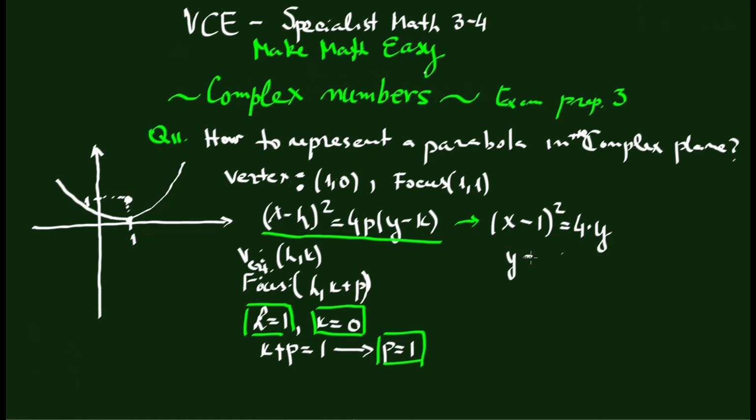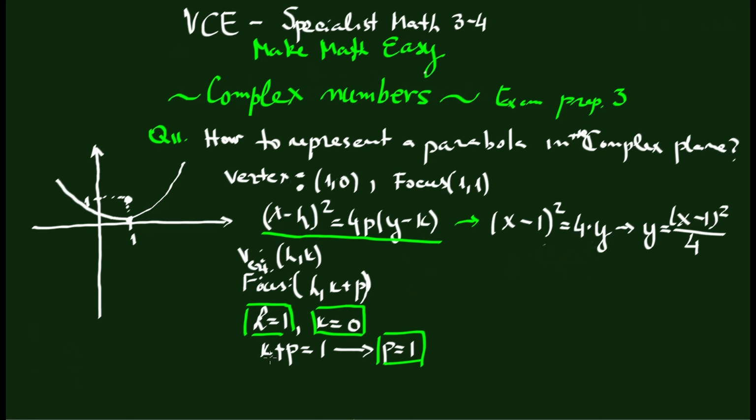It's y equals (x minus 1) squared divided by 4. We can write it here, it's better. y equals (x minus 1) squared divided by 4. That's the equation of the parabola in the Cartesian plane.